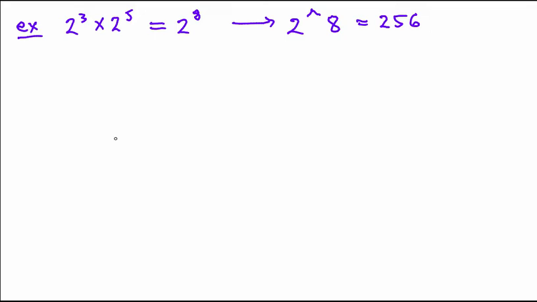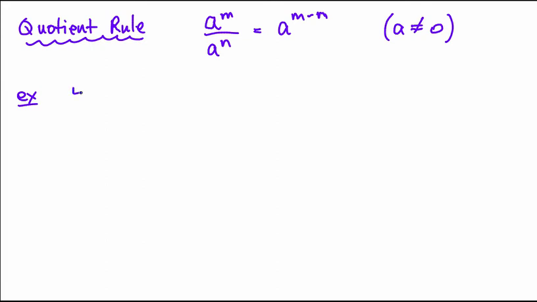Let's take a look at the second rule. The second rule is known as the quotient rule, and this is used for division when you have the same base. So if you have a to the m over a to the n, you end up getting subtraction of those exponents. And there's just one restriction on this, which is a can't be equal to 0. So an example of this, if you have 4 to the 7th and it gets divided by 4 squared, you get 7 minus 2, so 4 to the 5th.